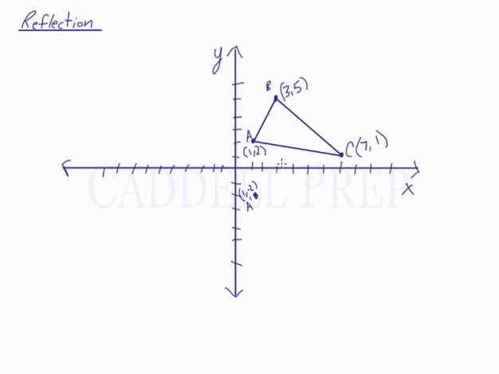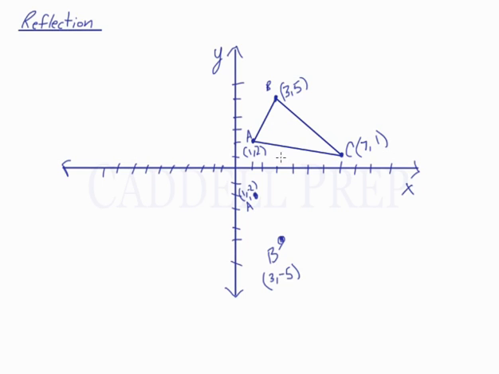Let's do the same for B. B is at 3, 5. So it's 5 units above the x-axis. So we're going to go 5 units below the x-axis. 1, 2, 3, 4, 5. And notice it's still in line with x equals 3. So B prime is 3, negative 5.